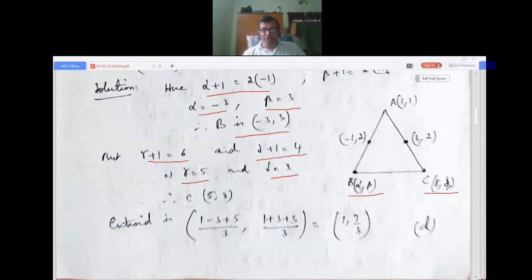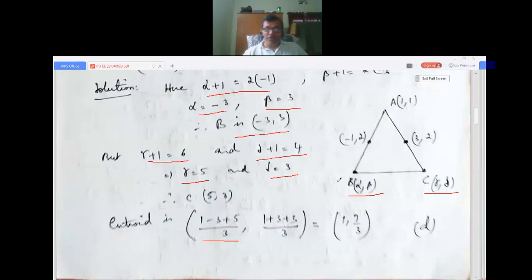So the coordinates of C will be 5 comma 3. So once we get A, B and C, then it's a simple problem. We know the centroid formula when the three vertices are x1 y1, x2 y2, x3 y3. The formula is x1 plus x2 plus x3 by 3 comma y1 plus y2 plus y3 by 3. That is what is being done here.